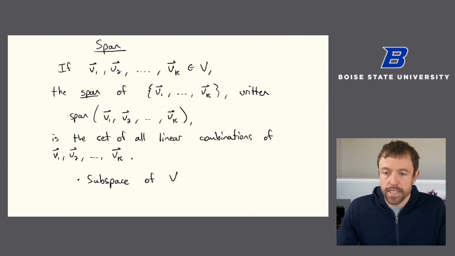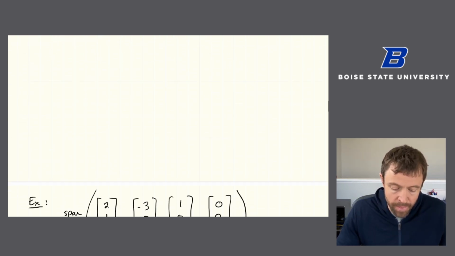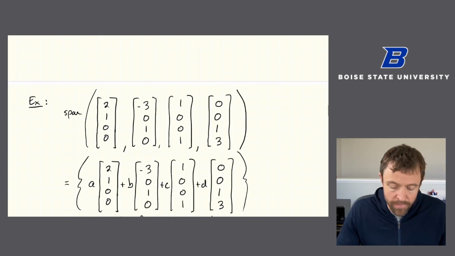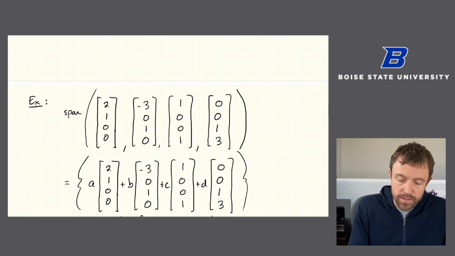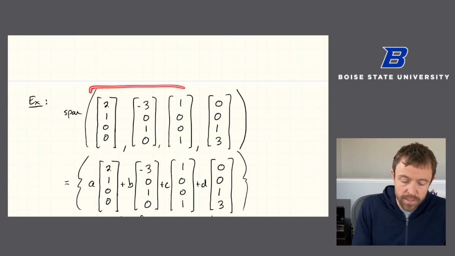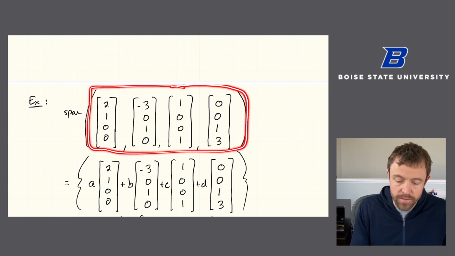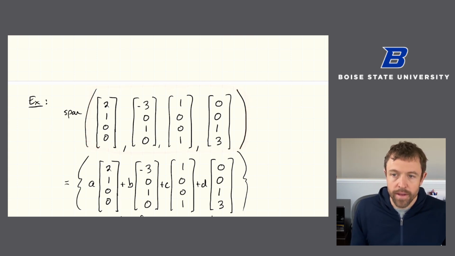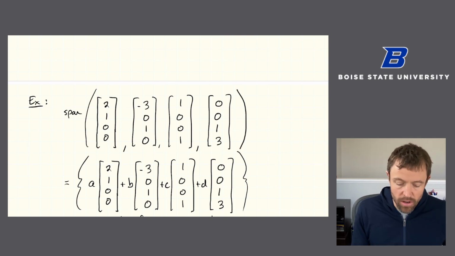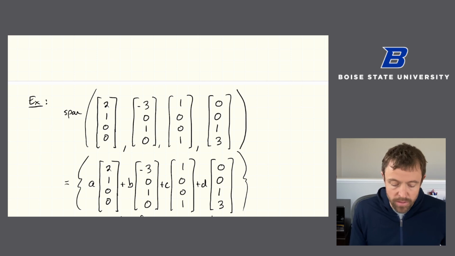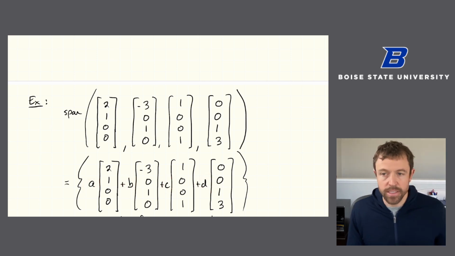Again, I want to look at examples in R4 and in P3. All right, so in R4, let's look at the span of this collection of 4 vectors. In other words, this is saying all vectors that we can get by multiplying each of these vectors by some constant, maybe 0, maybe not, and adding them all together.